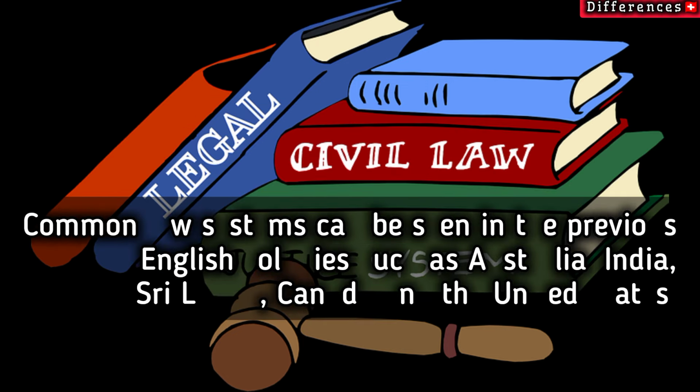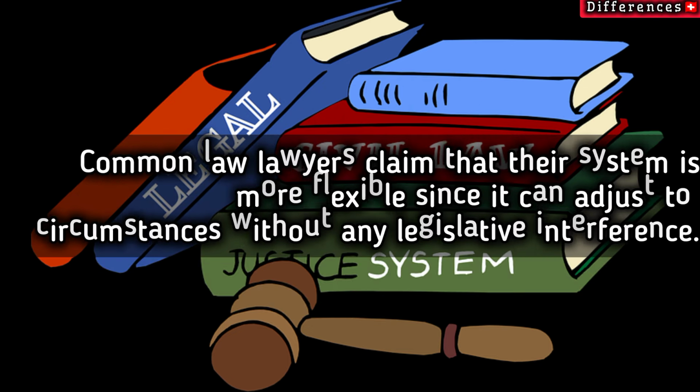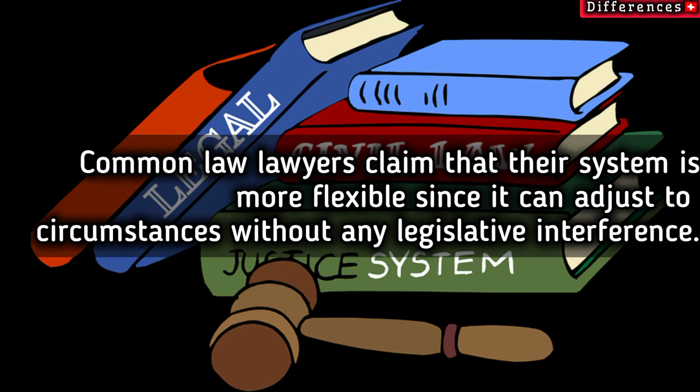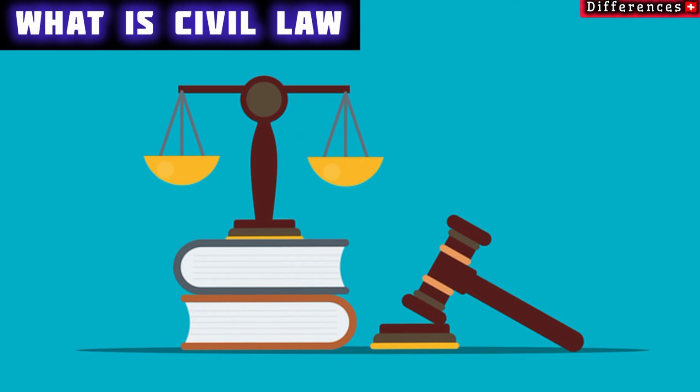Common law systems can be seen in the previous English colonies such as Australia, India, Sri Lanka, Canada, and the United States. Common law lawyers claim that their system is more flexible since it can adjust to circumstances without any legislative interference. What is civil law?